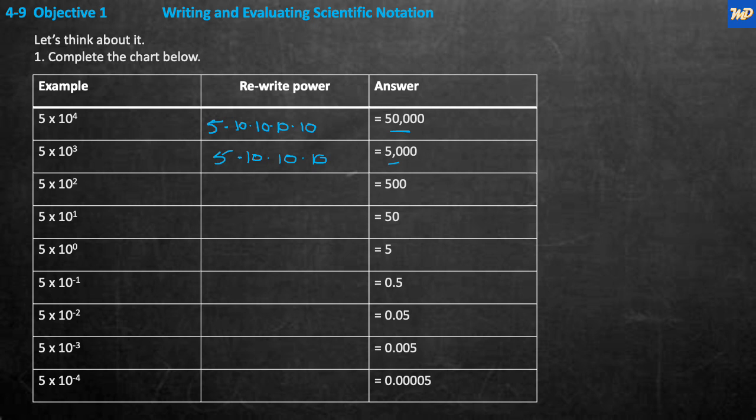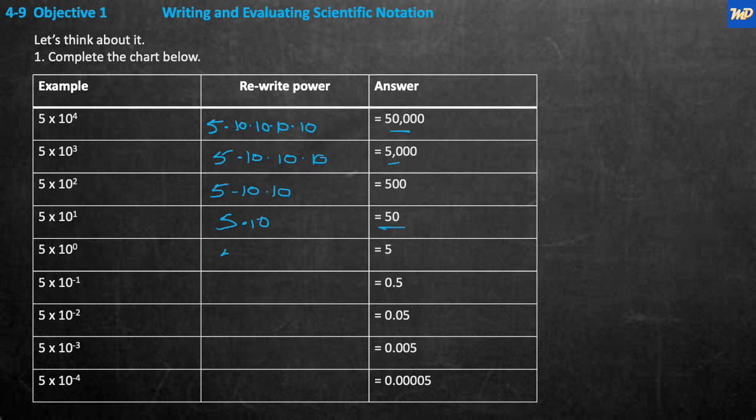And here's 5 times 10 times 10. 5 times 10 squared is 500. Then 5 times 10 is 5 times 10 to the 1st power. Anything to the 1st power is just itself, the base number. 5 times 10 is equal to 50. There it is. Then here's a special one.